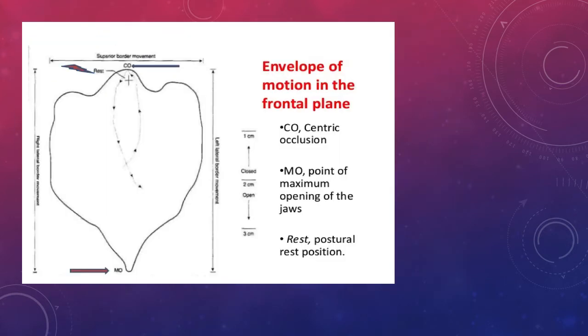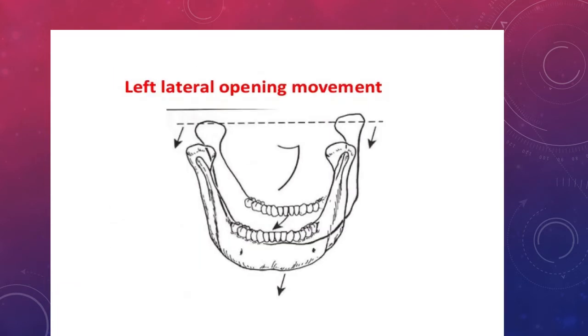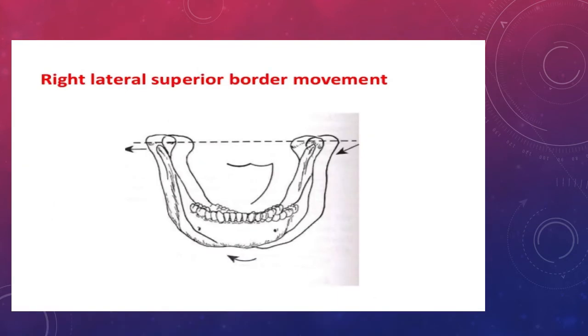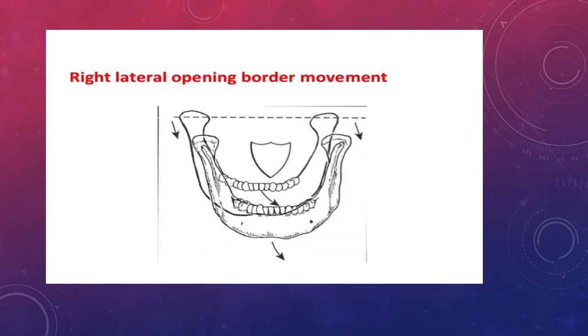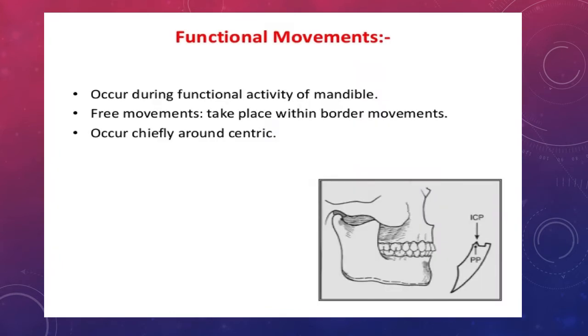Envelope of motion in the frontal plane: centric occlusion, point of maximum opening of the jaws, rest or postural rest position. Left superior movement, you can look at these photos. And left lateral opening movement, right lateral superior border movement, right lateral opening border movement. Maximum opening 50-16 mm, lateral 10-12 mm, protrusive 8-11 mm, and retrusive range is about 1 mm.